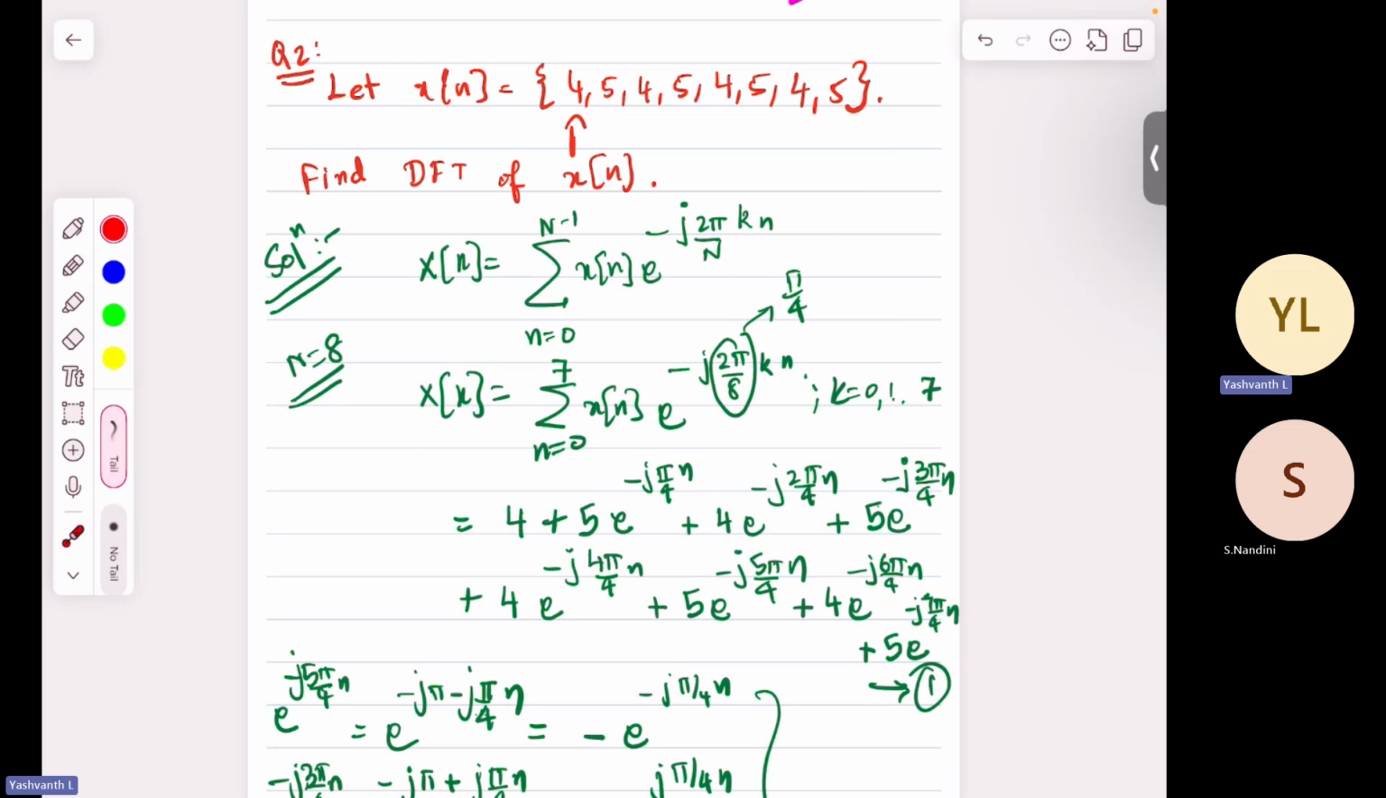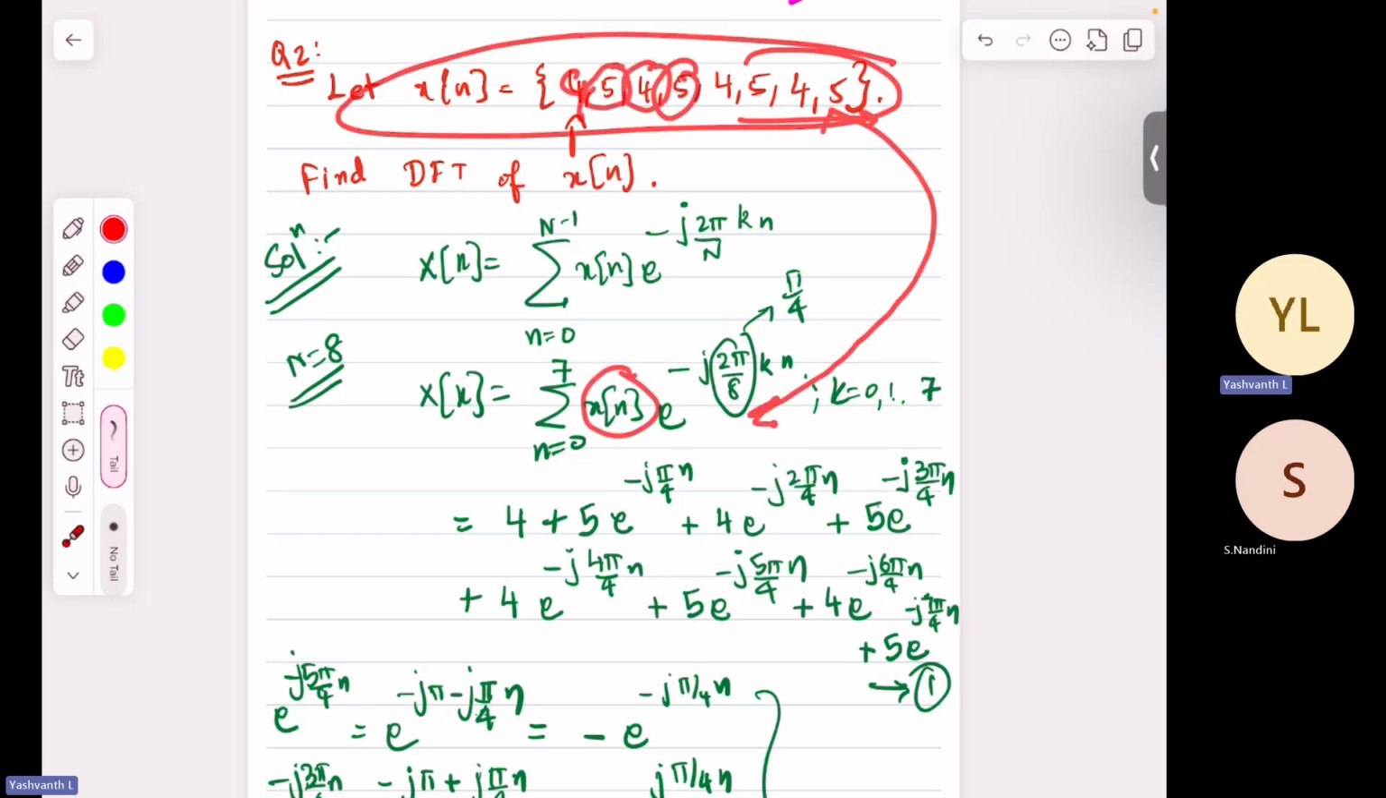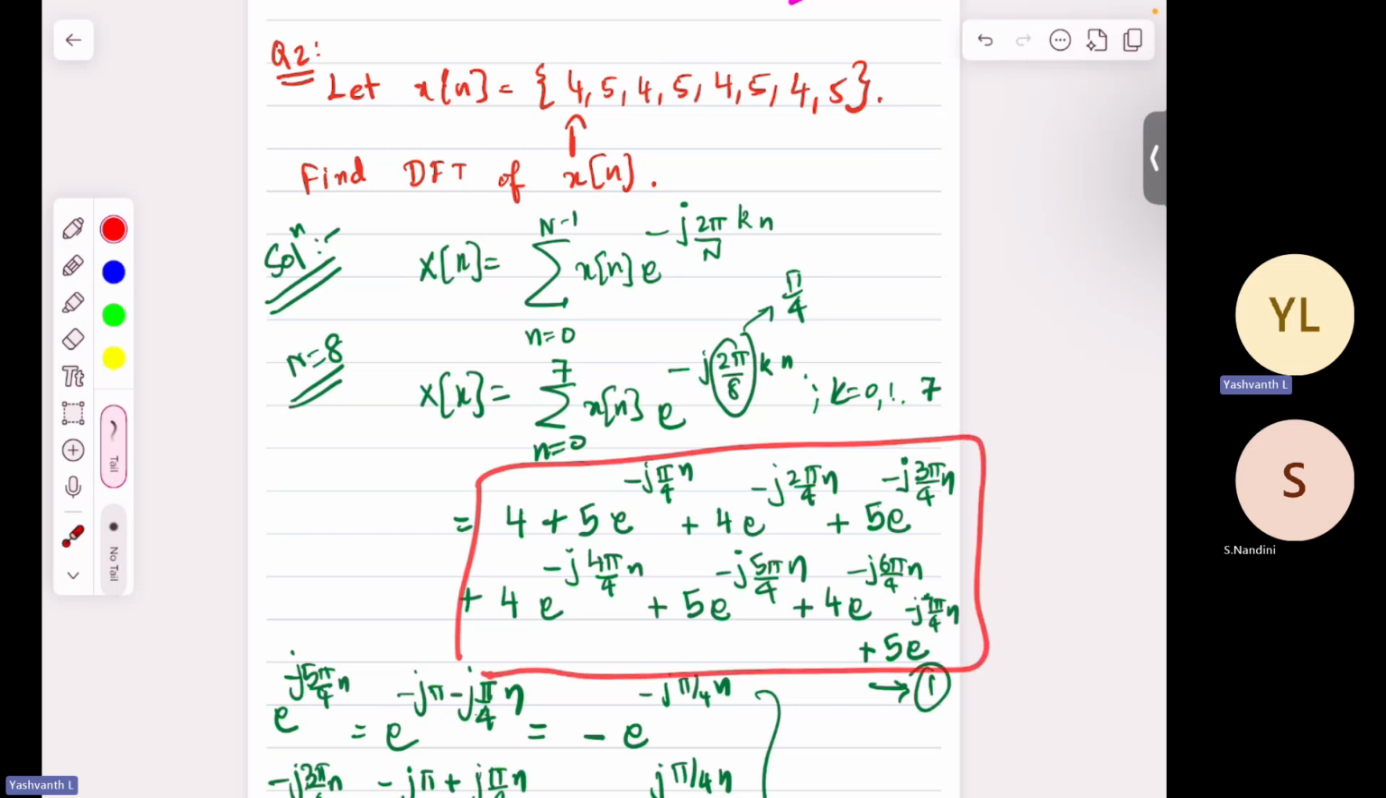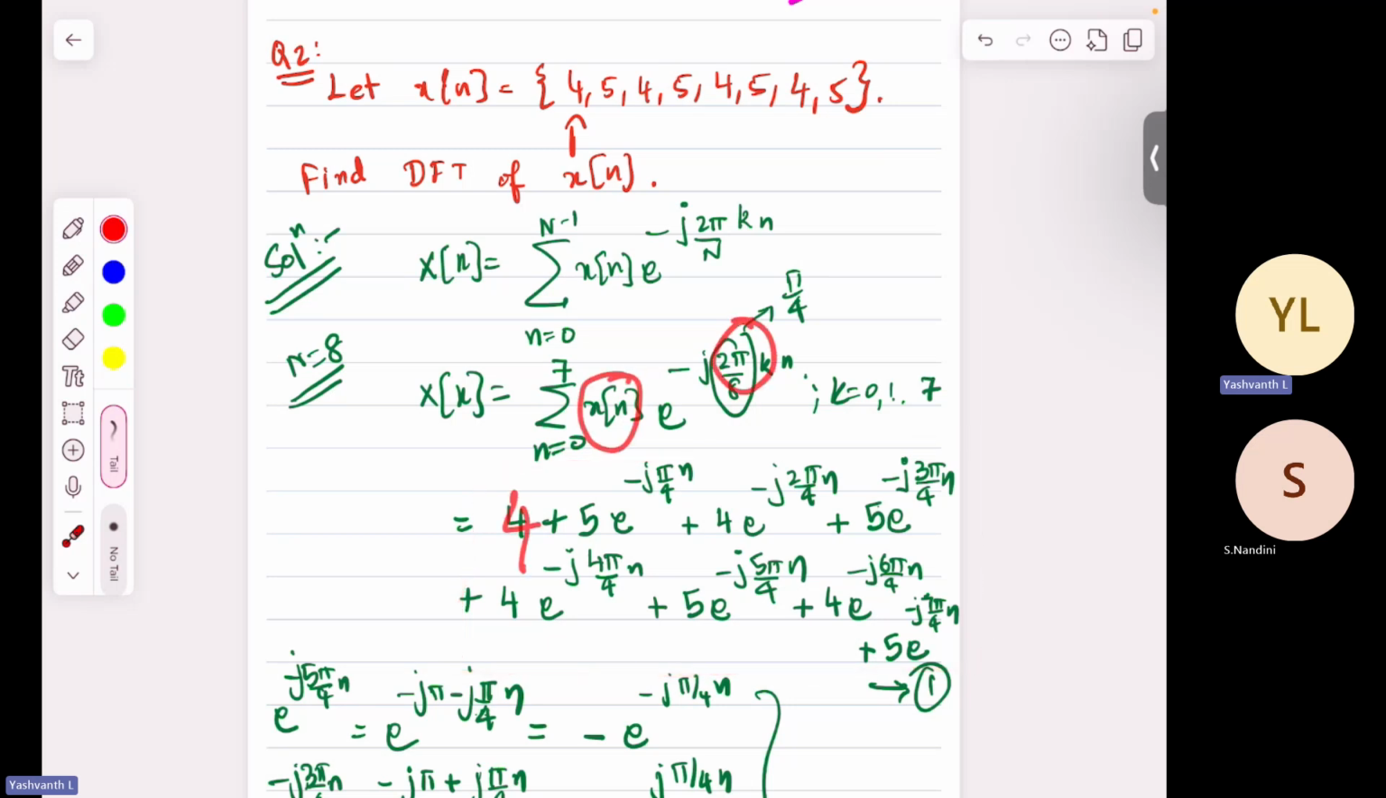Okay, now what should we do? Now put in x of n. I know the zeroth value is 4, x of 1 is 5, x of 2 is 4, x of 3 is 5, and so on. Therefore, use these x of n and you can expand this to be this expression here. x of 0 is nothing but 4, and e power 0 is 1, therefore it is just 4. The second term will be x of 1 into e power minus j pi by 4, k into 1.